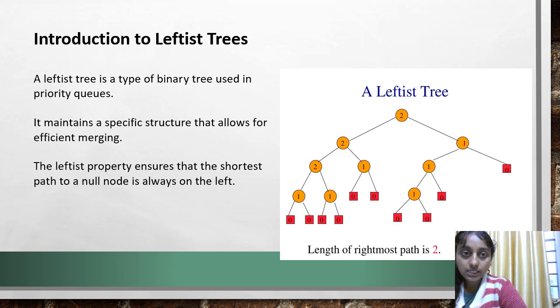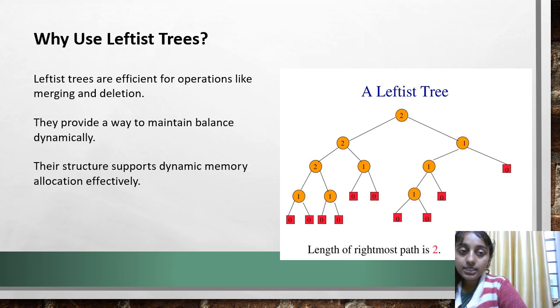So now in this slide, let us see another part of the topic, that is leftist tree. First we'll see the introduction to leftist tree. A leftist tree is a type of binary tree used in priority queues. It maintains a specific structure that allows for efficient merging. The leftist property ensures that the shortest path to a null node is always on the left.